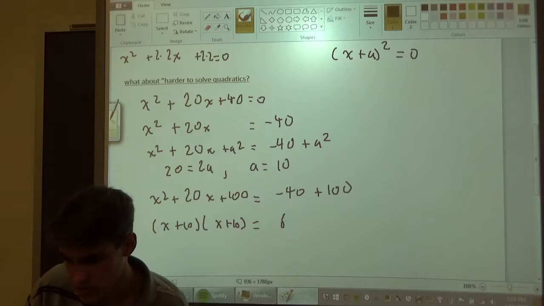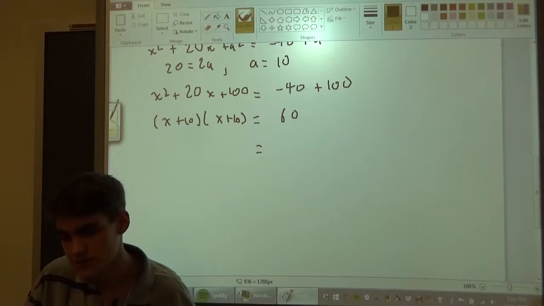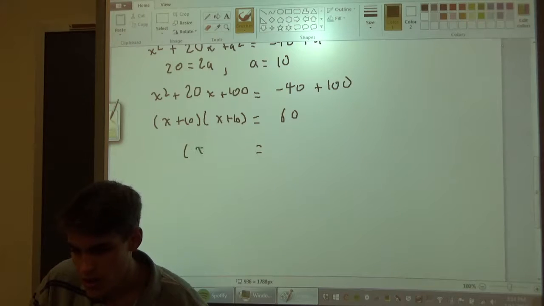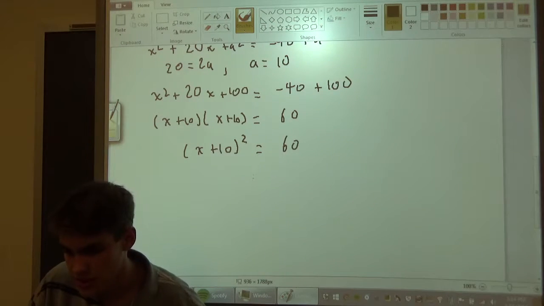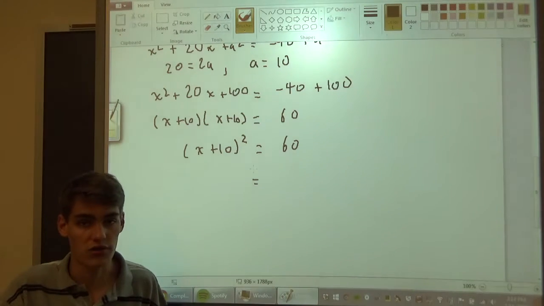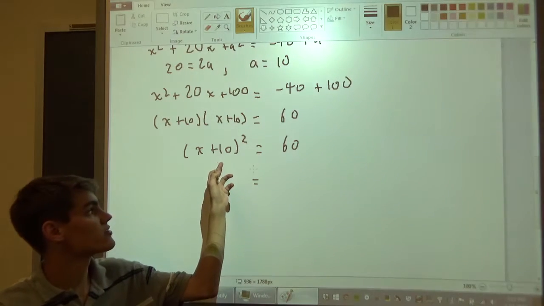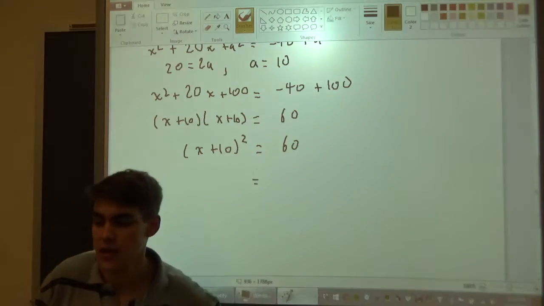Now, let's go ahead and solve this side too. 100 minus 40 is 60. They're just written in a different order. And then I can write this, right? Because it's an easy to solve quadratic. Now, from here, we can actually solve the quadratic because we have something squared on this side and then just a number on this side.